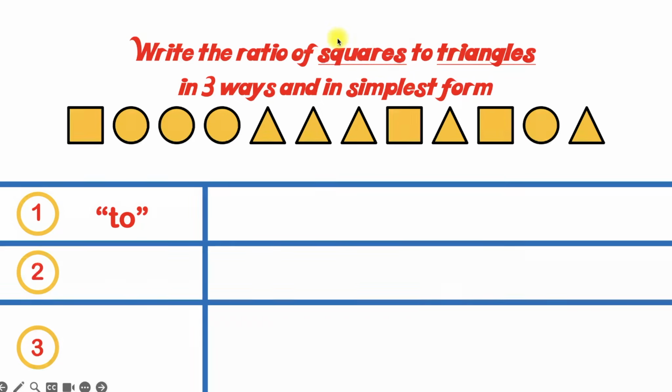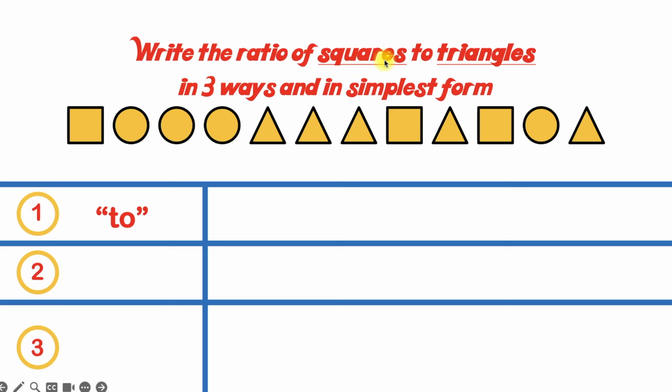The first thing we're talking about in the ratio is the number of squares. And the second thing we're talking about in the ratio is the number of triangles. And by the way, the mathy word for that is called terms. So the first term in the ratio is the number of squares. And the second term in the ratio is the number of triangles. And that word "to" separates them.